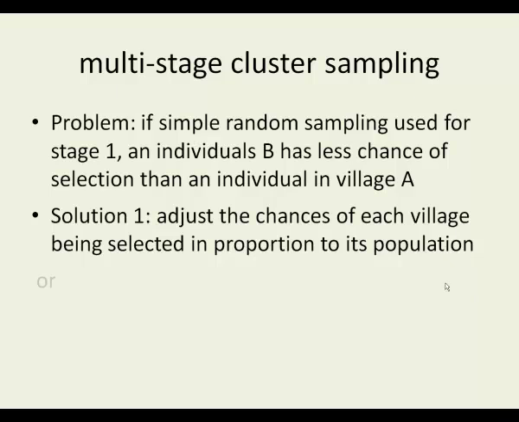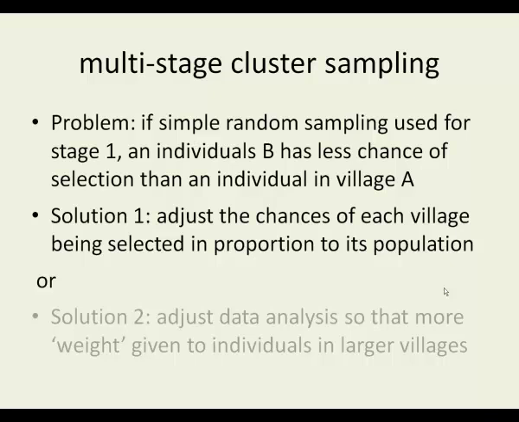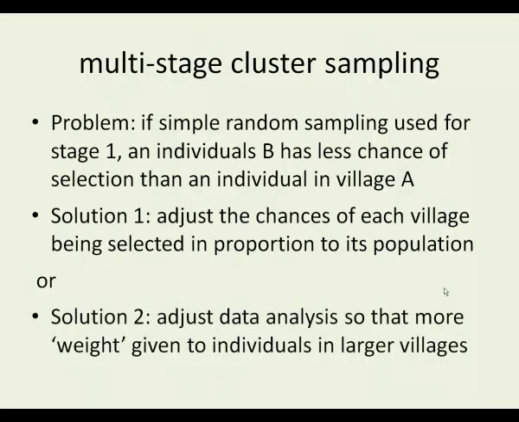Alternatively, if that's not done, then afterwards when you analyse your results, you give more weight to individuals from larger villages to compensate for the fact that they had a slightly smaller chance of being picked than they should have had. In a way, this is conceptually easier, and this is actually what's done sometimes in practice rather than that. But they come to the same thing. As an exercise, you might like to work out how you'd adjust the chances, if you like that kind of maths.